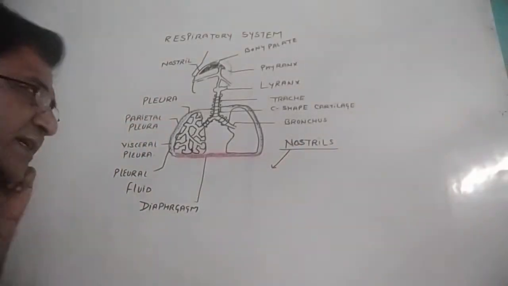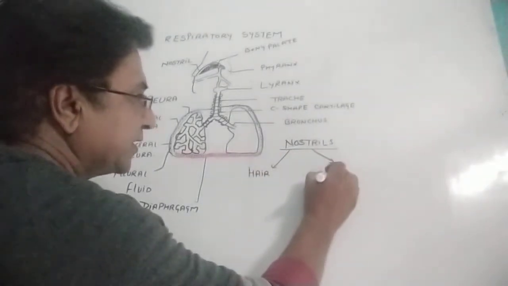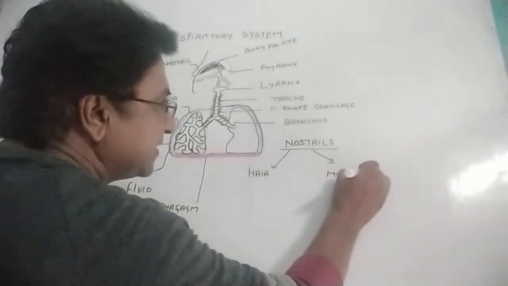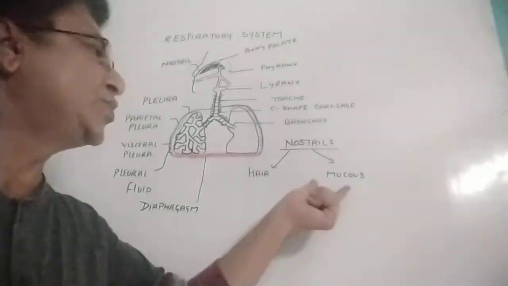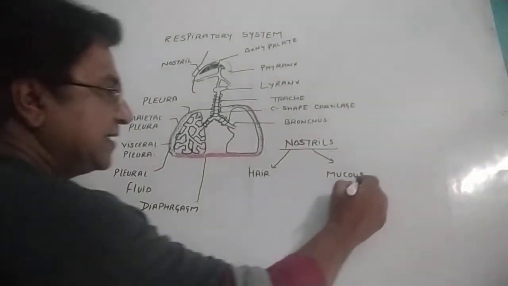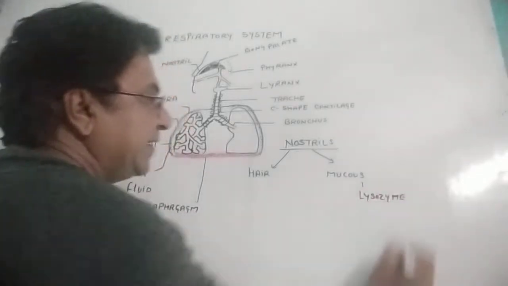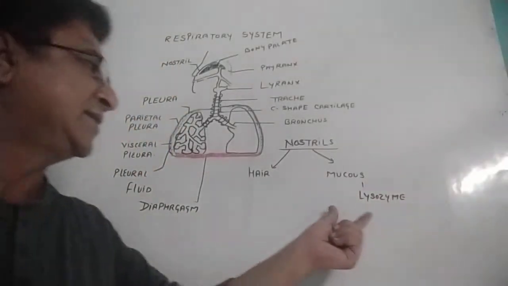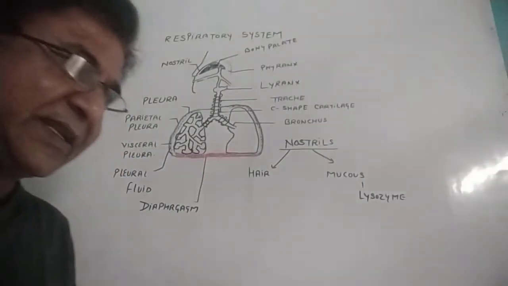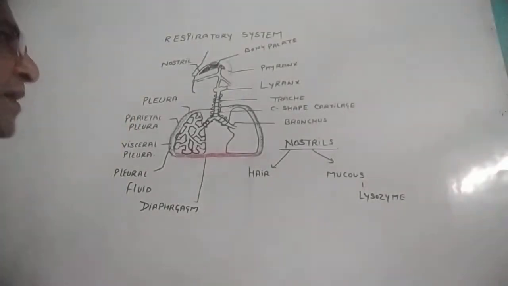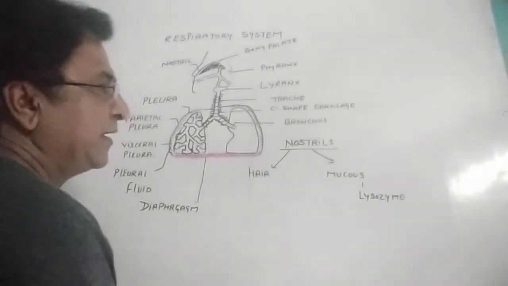So in the nostrils, two basic structures are present. One is hair, the other is mucus. Now mucus is always secreted by the mucous epithelium, right? It also contains an enzyme called lysozyme. This you have already studied in the buccal cavity. Saliva also contains lysozyme. These are bactericidal in nature. What do you mean by bactericidal? It kills the bacteria. So the nostrils first have hair, then mucus which is secreted by the epithelial lining.